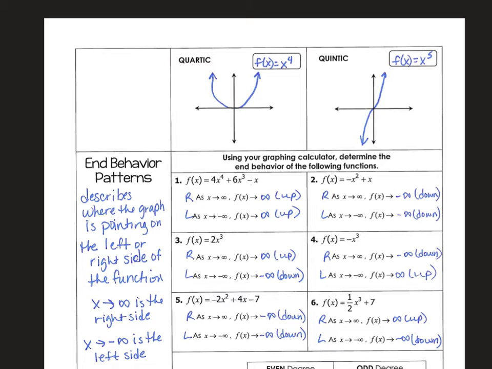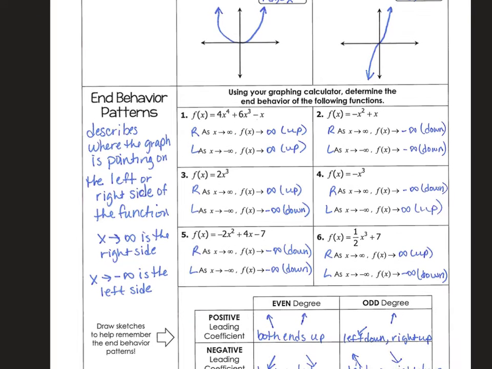And then a quintic function, x to the 5th, would be the parent function. It kind of looks like the cubic function. It wiggles through 0, 0, but it's a little bit skinnier. Okay. So, end behavior describes what is happening on the ends of the function. Where is it going on the left and the right? I have written the notes through here.